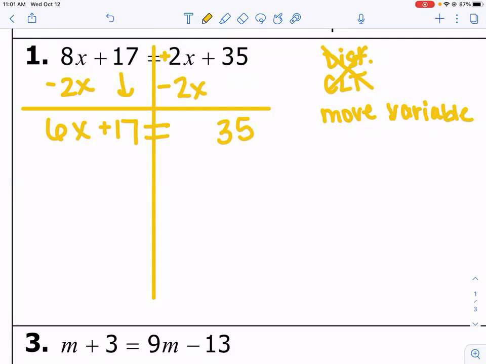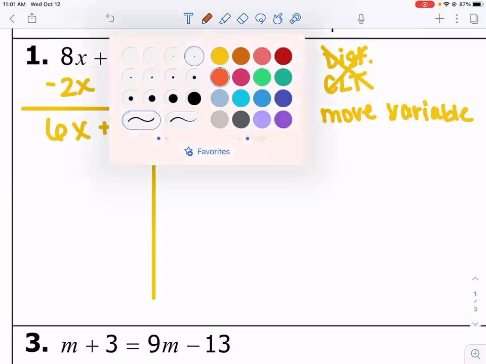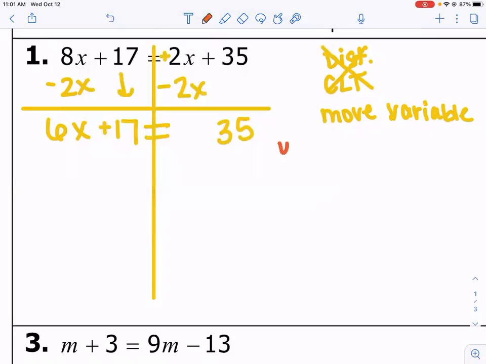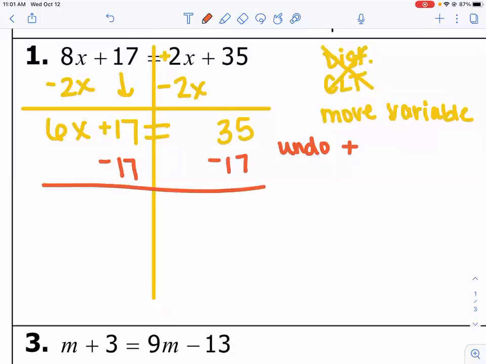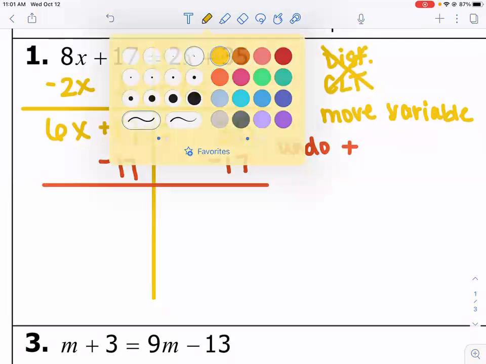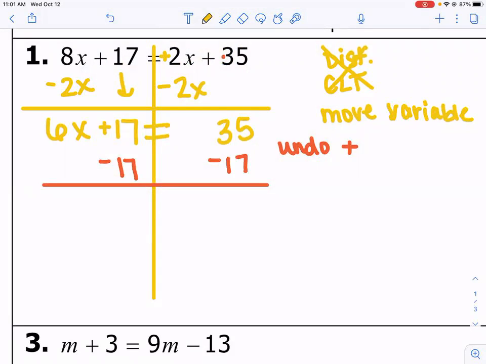So now, Corin, what is the next step? Okay, now we're gonna undo our addition by subtracting 17 on both sides. The 17 minus 17, those are going to undo each other. So we have 6x on that left side. Tyler says 18 on the right side. Can somebody just verify that that's true? Okay, I'm getting a lot of yeses.